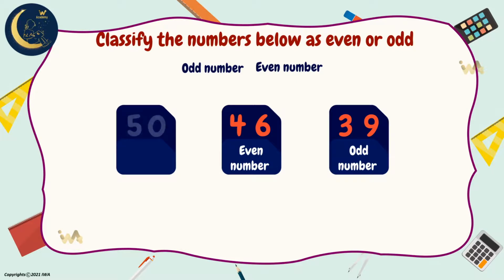It holds the number 50. Who knows? Is this an even number or an odd number? Yes, we first need to look at the ones place, which has a 0. Is that an even number or an odd number? Even. Good job. So 50 is an even number.